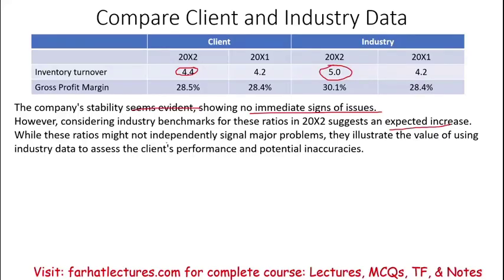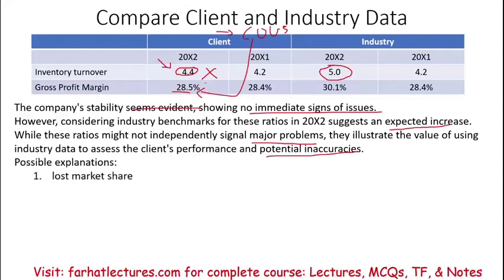While these ratios may not independently signal major problems, they illustrate the value of using industry data to assess performance and potential inaccuracies. What am I saying here? Well, this 4.4, we might have made a mistake here in computing inventory turnover. We could have made a mistake in cost of goods sold. We could have made a mistake in inventory. Same thing with the profit margin. If we made a mistake in cost of goods sold or inventory, it's going to affect profit margin. It could be, or it could be we're not doing good.